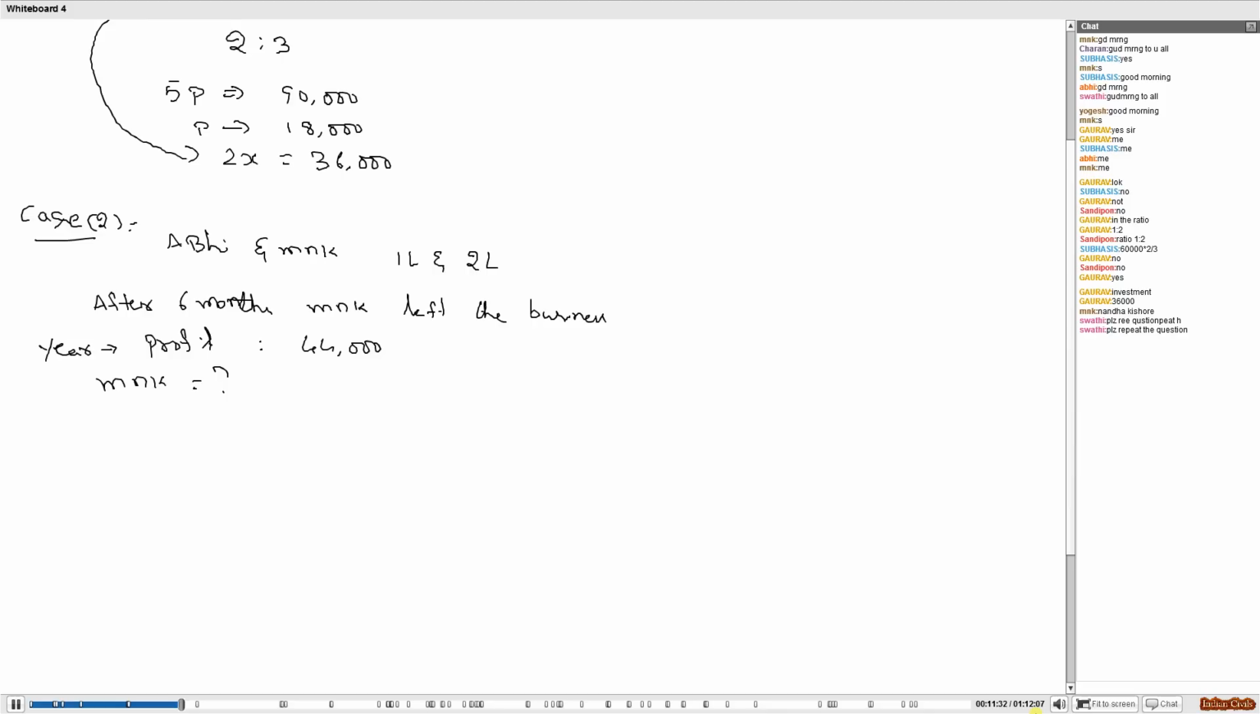Okay, look, Abhi and MNK started a business by investing 1 lakh rupees and 2 lakh rupees. After 6 months, MNK left the business. So he is in the business for the first 6 months. At the end of the year, a profit of 44,000 rupees was recorded. Find the share of MNK. Swati, is it clear?